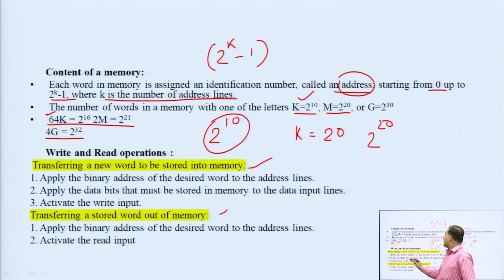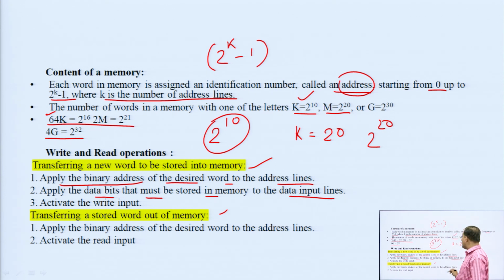So, what are the steps? For write: apply the binary address of the desired word to the address lines, then apply the data bits that must be stored in the memory to the data input lines, and then activate the write input. For read operation, first of all we have to apply the binary address of the desired word to the address lines, and then we have to activate the read input.